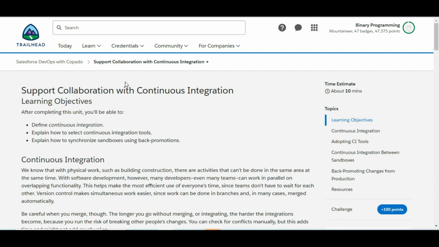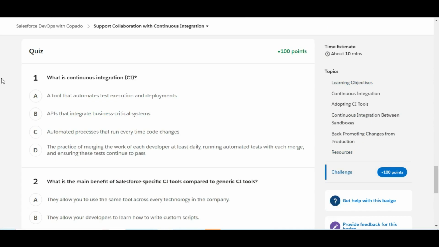In this video, we will solve the fourth challenge of the Salesforce DevOps with Copado module. The name of the challenge is Support Collaboration with Continuous Integration. Let's move to the challenge. So we have some theory questions here. Let's solve the first one.